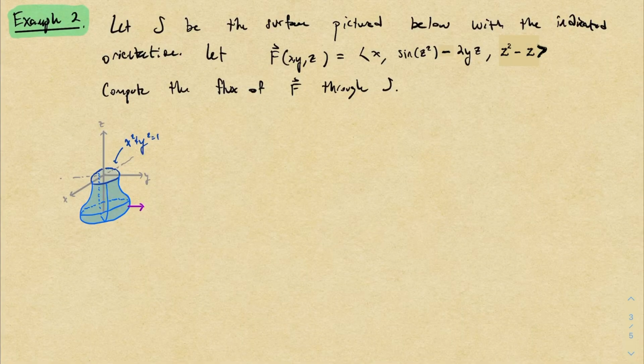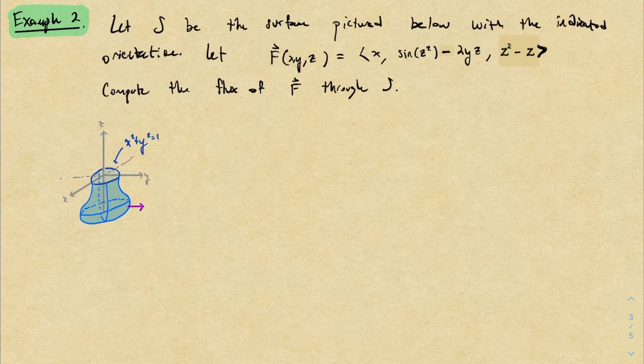In this next example, we're given a surface, but we're not actually told any explicit information about what that surface is. We're just given a picture. So the way to look at this picture is that the surface is this blue bag shape, and it has an opening at the top. The opening of the bag is given by the circle x squared plus y squared equals 1 in the xy plane. And the orientation of this surface is given by this purple normal vector, so it's kind of pointing outward.